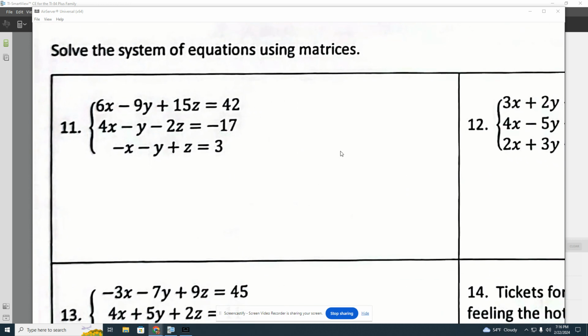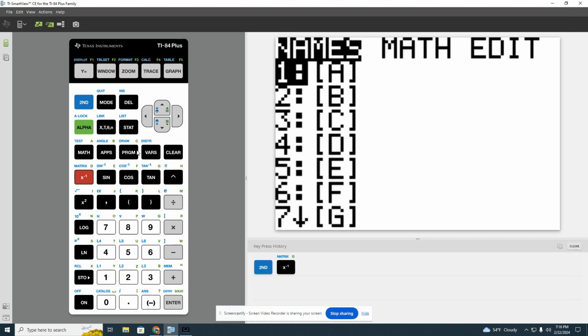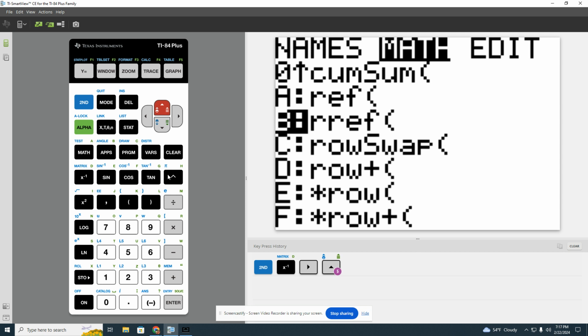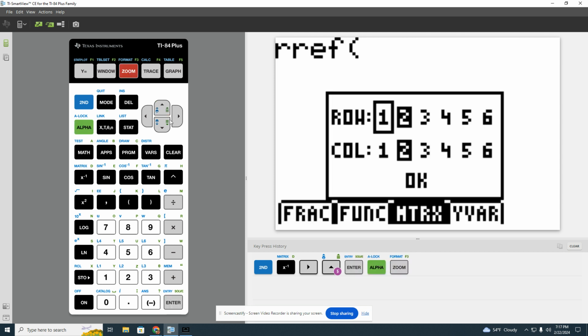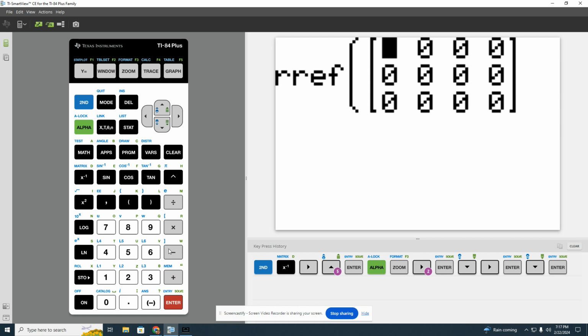So I'm going to do this one right here. So here we go. You can see it. I'm going to go to second matrix math. I'm going to scroll up to RREF. Then I'm going to do alpha zoom. It is 3 variables. So we're doing a 3x4 matrix. Now I fill in all my values.